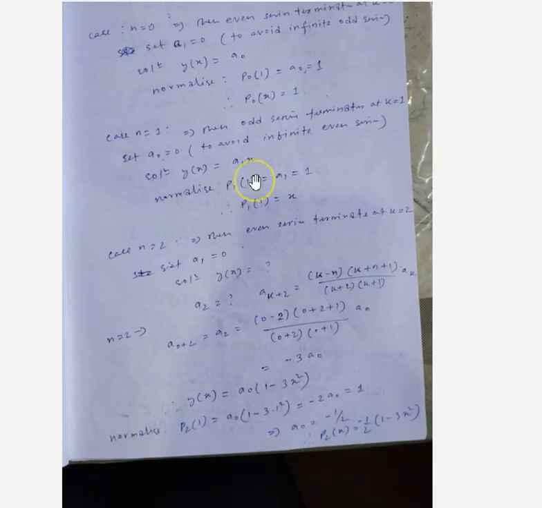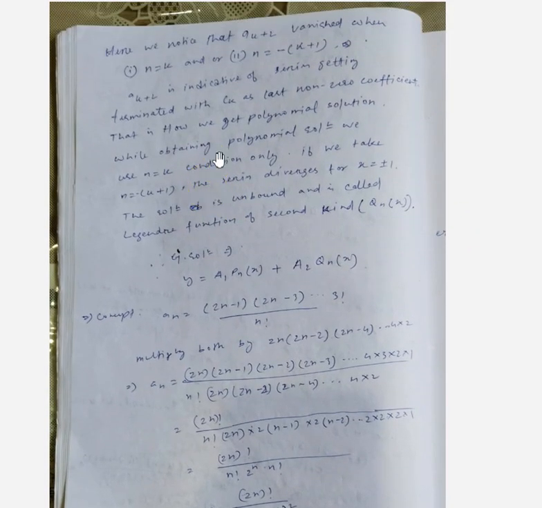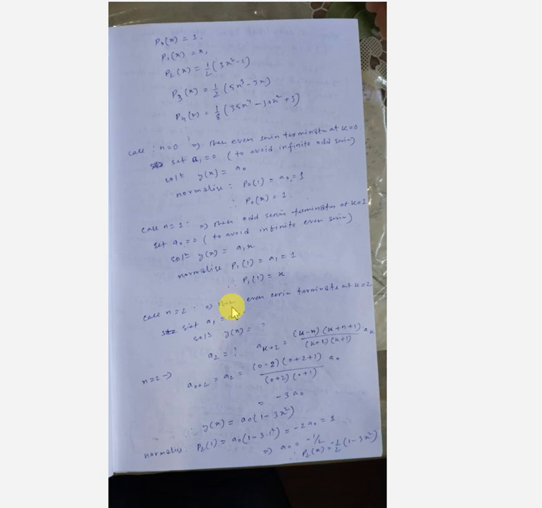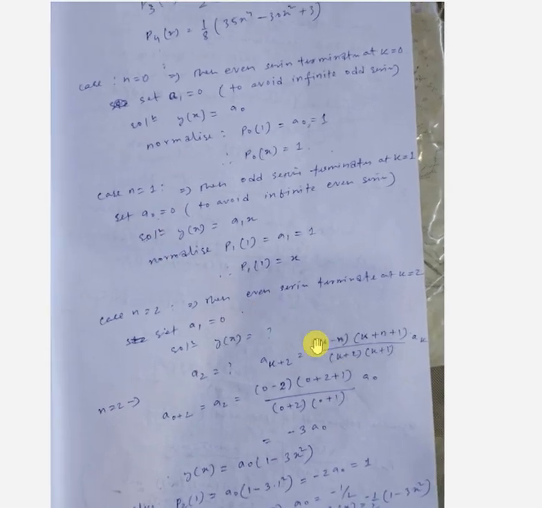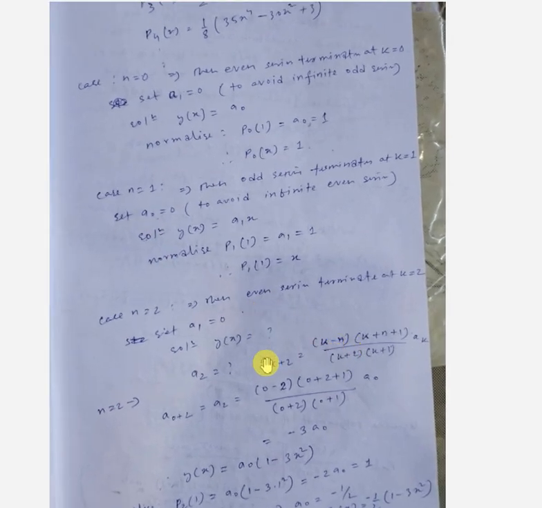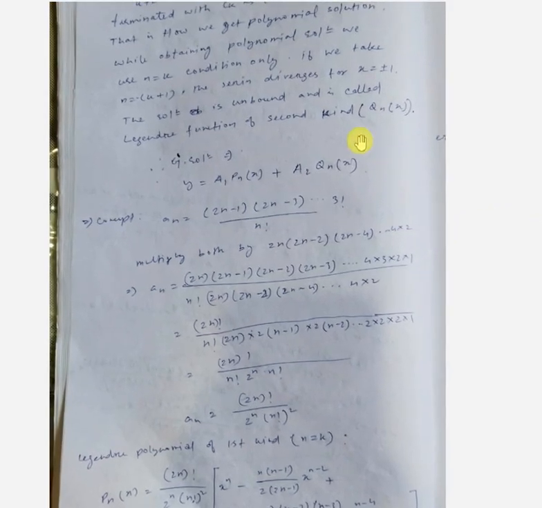So you can see here that if n is equal to k or n is equal to minus k plus 1, a k plus 2 will vanish. Also, let's see that a k plus 2 is (k minus n)(k plus n plus 1) divided by (k plus 2)(k plus 1) times ak. What I am saying is, if n is equal to k, this term will be 0, so a k plus 2 will be equal to 0, so the series will finish.